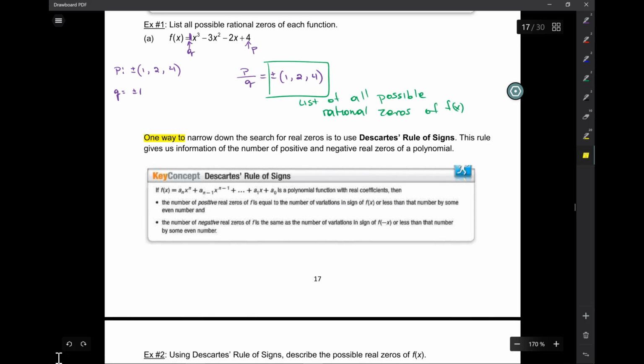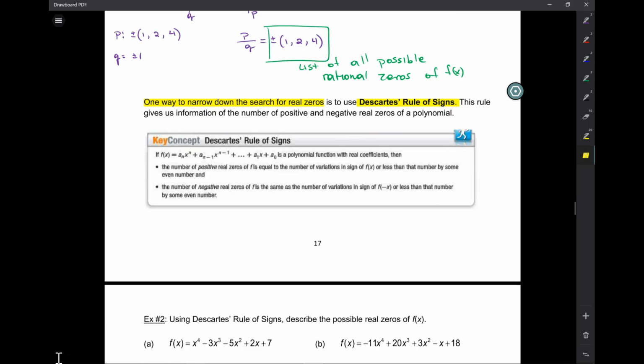One way to narrow down the search further is to use Descartes' rule of signs. Descartes' rule of signs is my favorite, and we're going to do it, and we're all going to be experts at it today. Basically, we now narrowed it down from infinity to 6. Descartes' rule of signs tells you this function can only have 2 negative zeros. That means you could throw away one of the negatives. Do you see what I mean? Like, it narrows down even further. Okay, so let's do it.